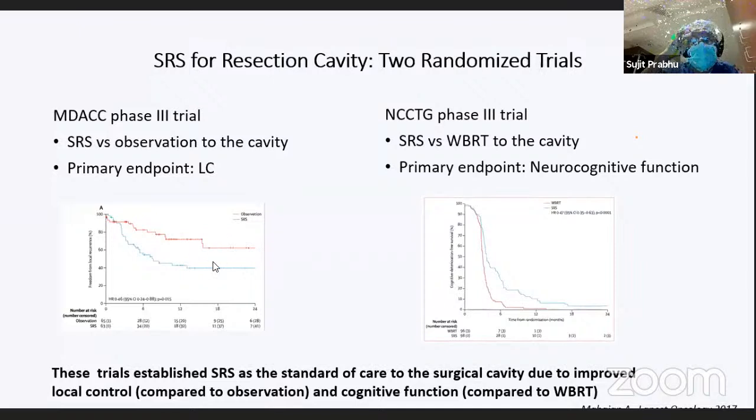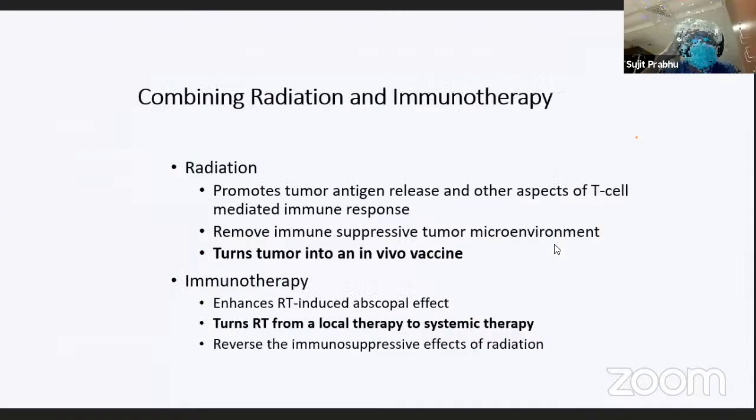And you can see on this graph, there was a very significant spread of these curves in patients who had observation versus stereotactic radiation. And this was then duplicated in another study by Paul Brown, where he asked the same question. The primary endpoint was neurocognitive function, also showing that stereotactic radiosurgery was superior to whole brain radiation therapy in local control, as well as improving neurocognitive function.